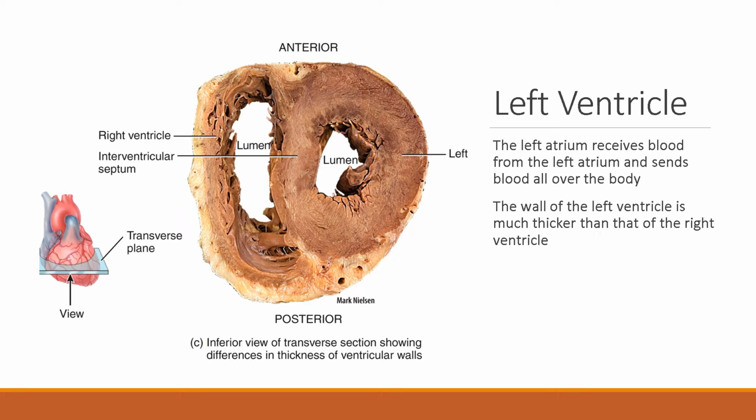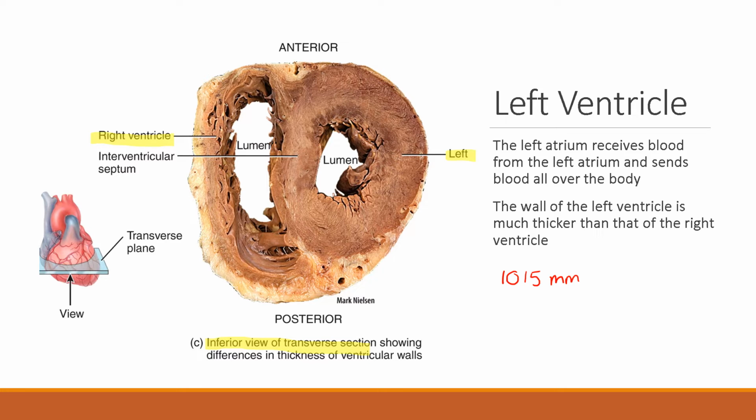Here we can see an inferior view of a transverse section of the two ventricles. So on the left of our view here is the right ventricle, and then on our right of this picture is the left ventricle. So the left ventricle is the thickest chamber of the heart. It averages about 10 to 15 millimeters thickness, and it forms the apex of the heart.